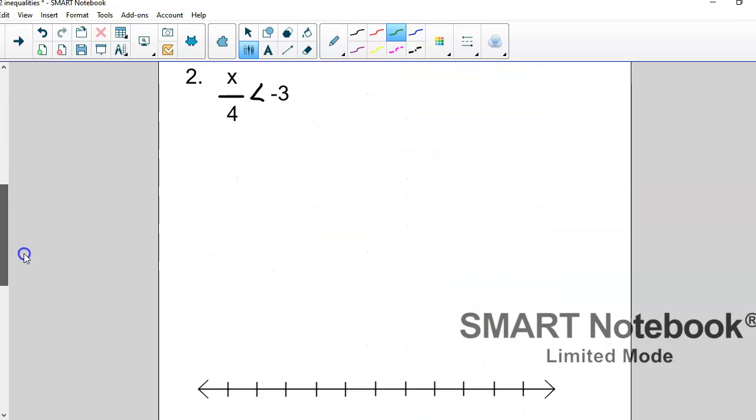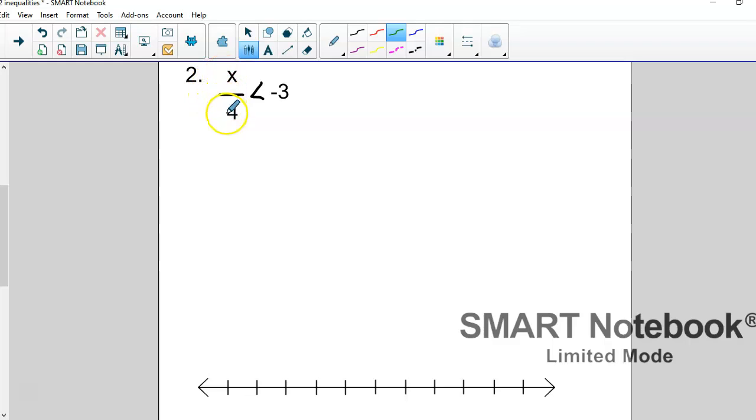All right, so our second example, this inequality says x over 4 is less than negative 3. So remember, the goal is always to try to get x by itself, but I have this 4 down here on the bottom, so I want to make that cancel out. The way we're going to do that is to multiply both sides by 4.